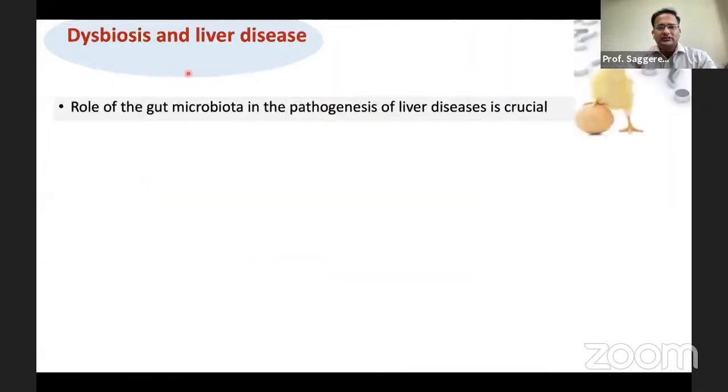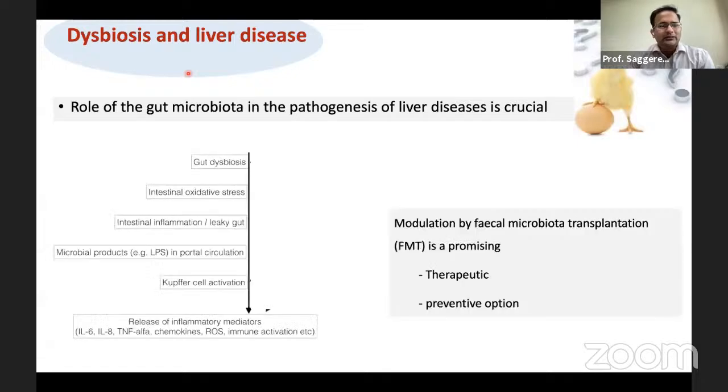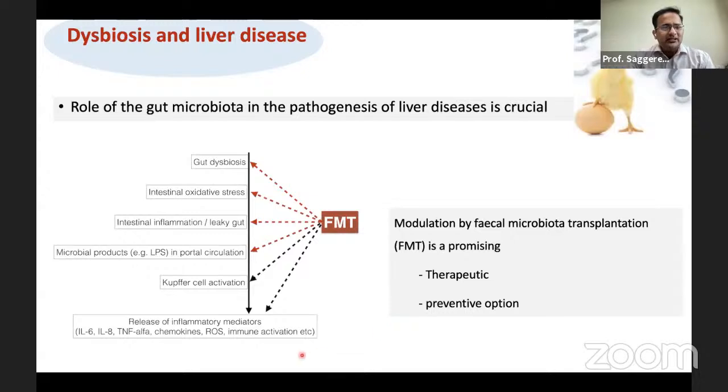And similarly, it's also the other way. The changes in the gut microbiome also cause the pathogenesis of most liver diseases, and its role is very crucial. Which comes first, the dysbiosis or the liver disease, is sometimes very difficult to say. Dysbiosis itself will cause intestinal oxidative stress, intestinal inflammation, leaky gut, and more bacterial products in the circulation, Kupffer cell activation, inflammatory response, and systemic inflammatory response syndrome. Modulation by fecal microbiota transplantation, FMT, will be a promising therapeutic and maybe also a preventive option in the management of liver diseases, acting at various stages directly as well as indirectly.